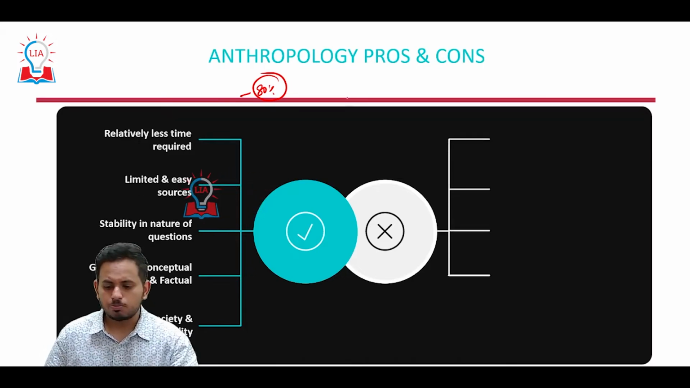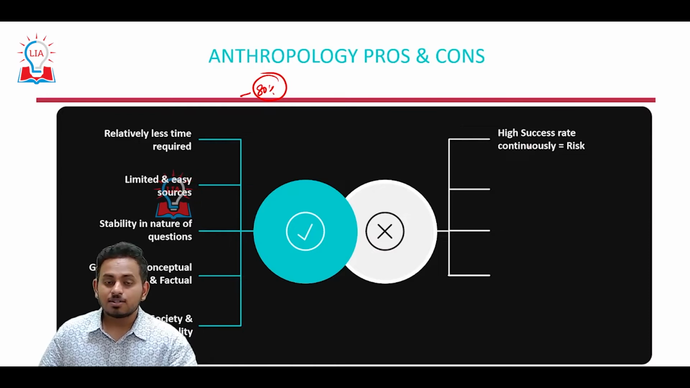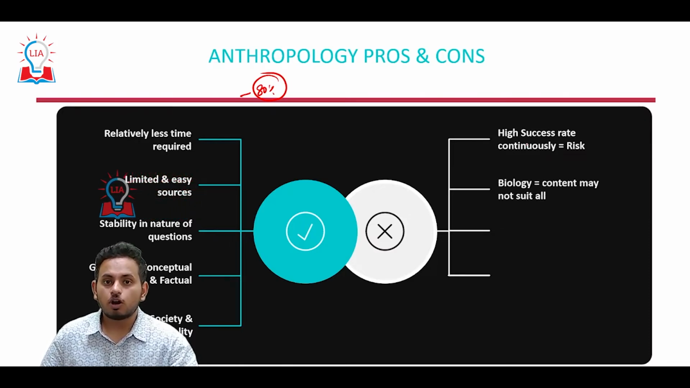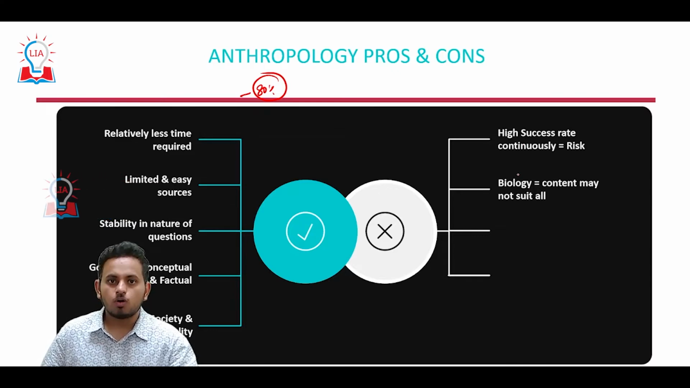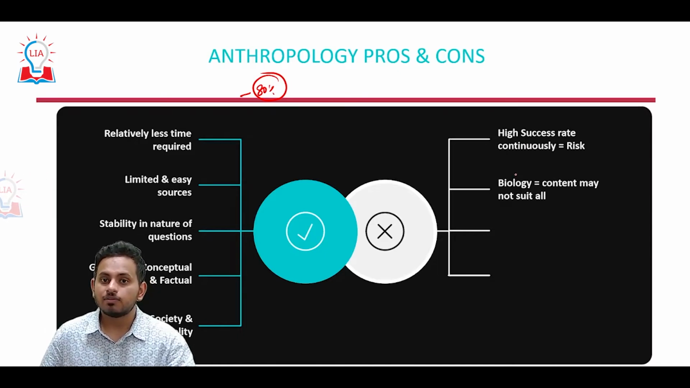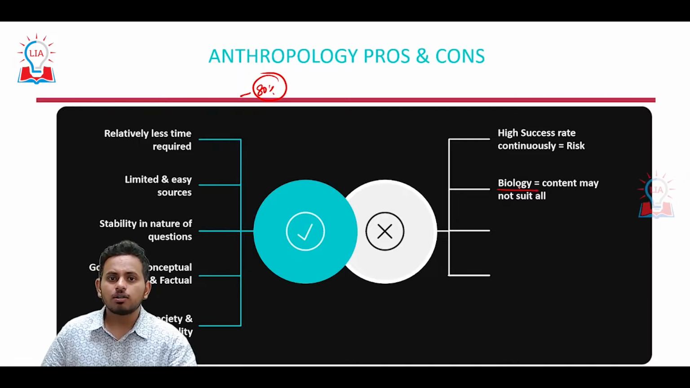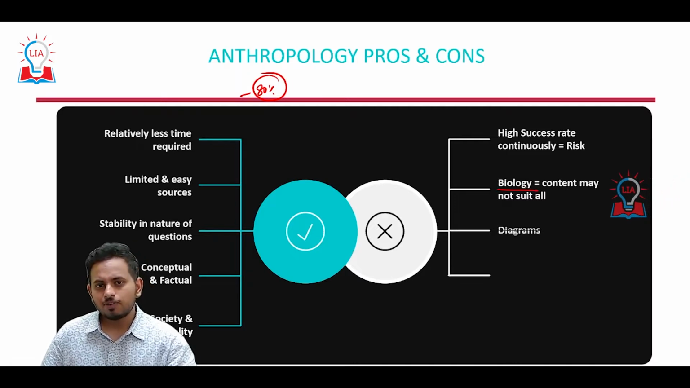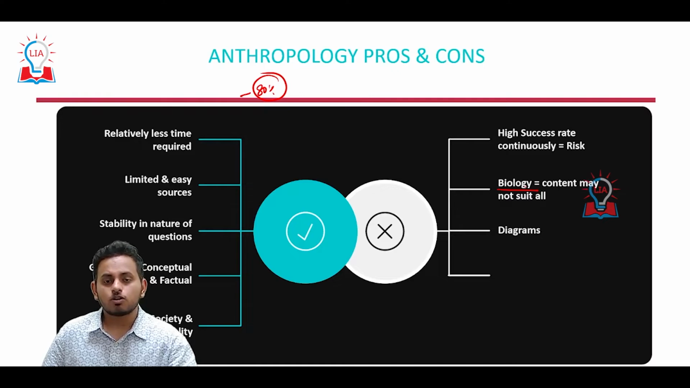Some bad things about anthropology: high success rate. From the last 4 years, anthropology has been producing a lot of ranks. Biology content: in paper 1 of anthropology, we have physical anthropology in units 9, 10, 11, and 12. That is complete biology, and a few people who are not comfortable with biology might find this topic difficult.